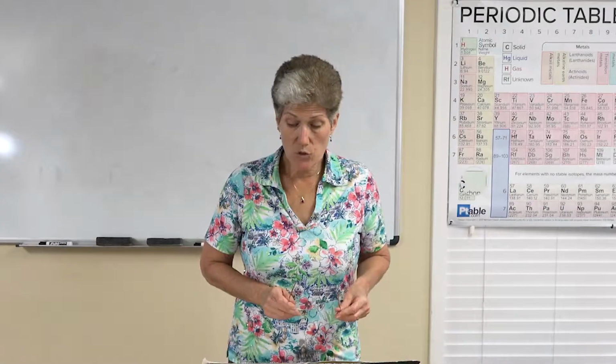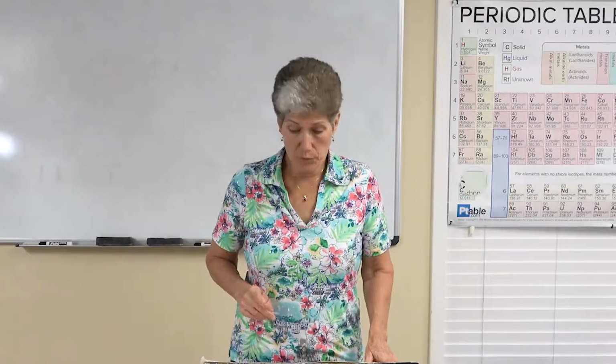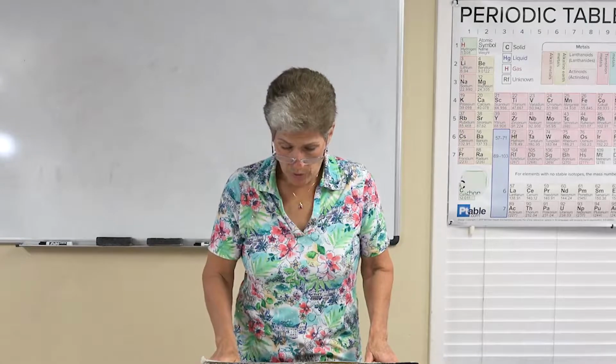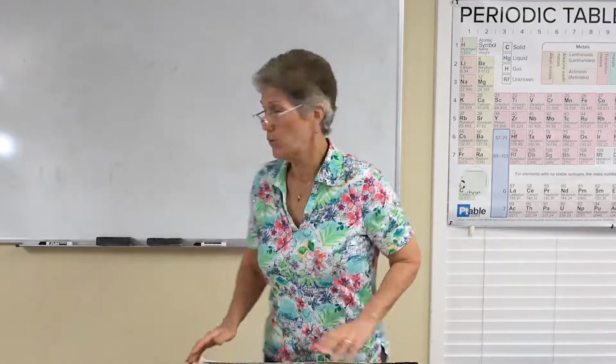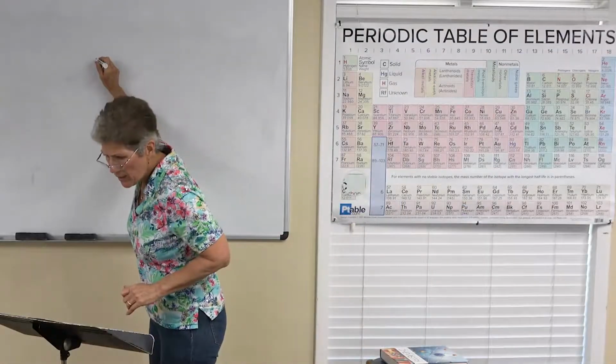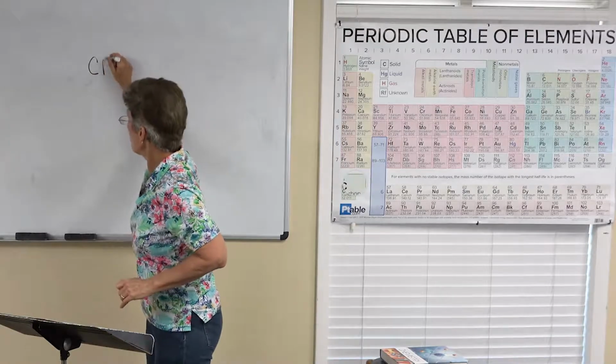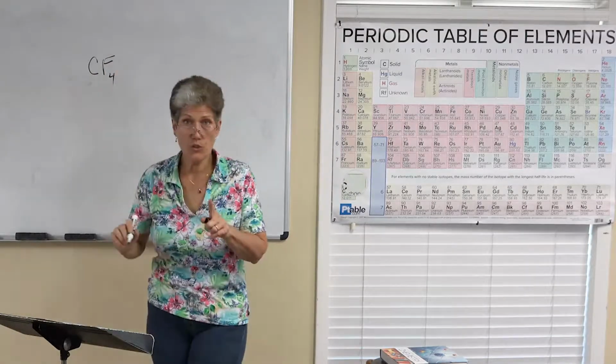Okay, let's do the extra practice problems for Chapter 5. Number 1, draw the Lewis structures for the following molecules. So we go CF4. So first you find carbon.